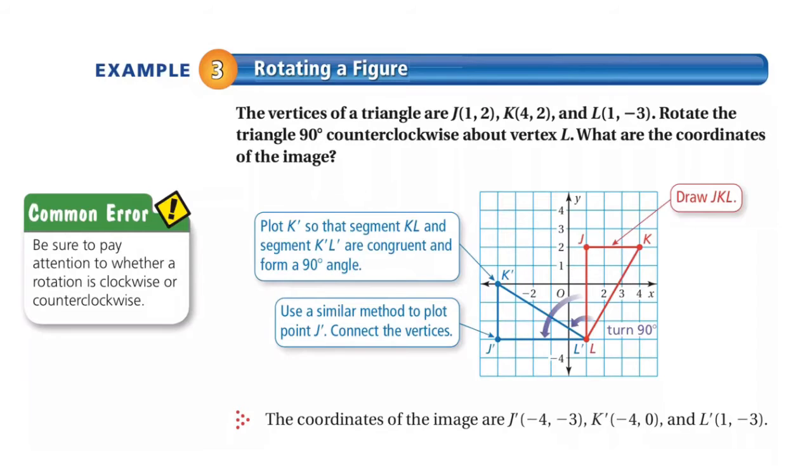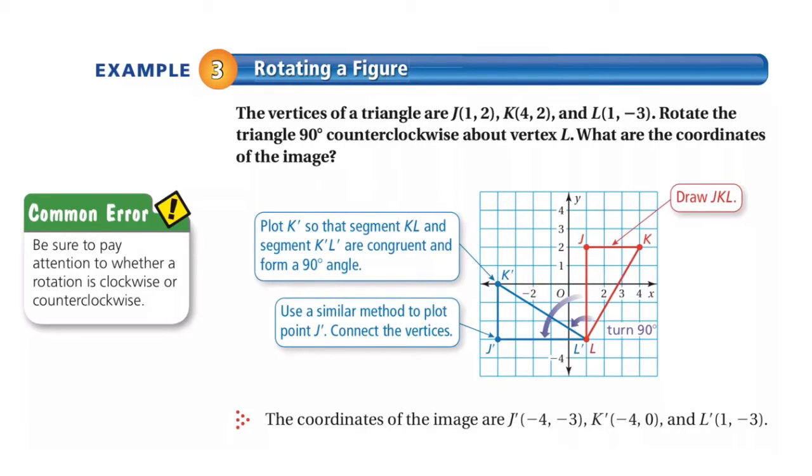Example 3 is another rotating a figure, and actually this is one where we're not rotating around the origin. But if you take your graph paper, you plot the points J, K, and L, and you draw in your triangle, and then you put that wax paper down on top of that, sketch in J, K, L on your wax paper, and then here you're going to rotate it about the vertex L.